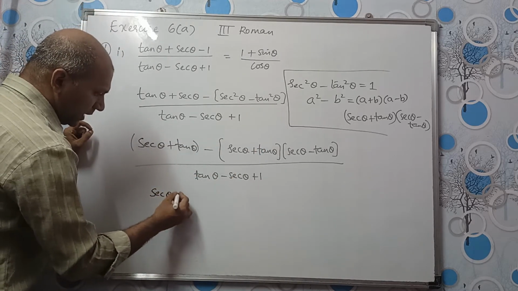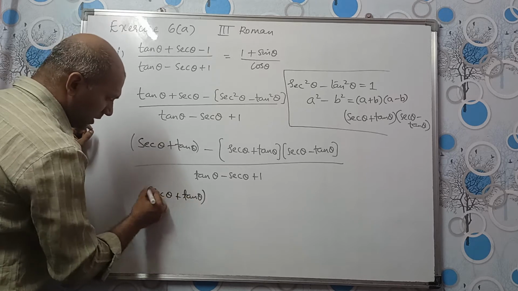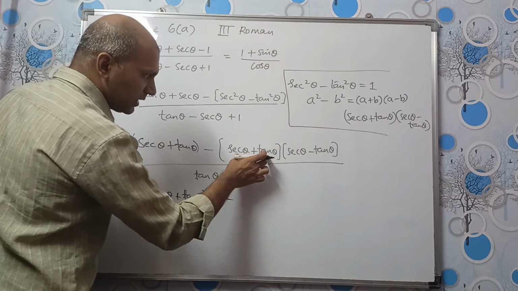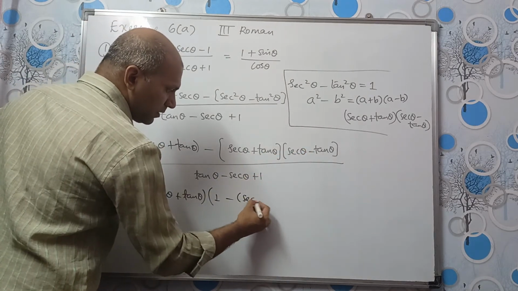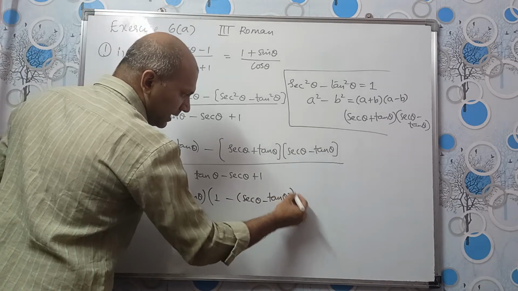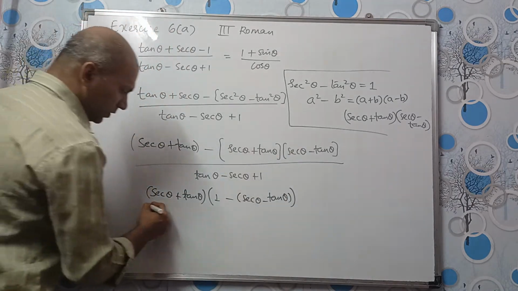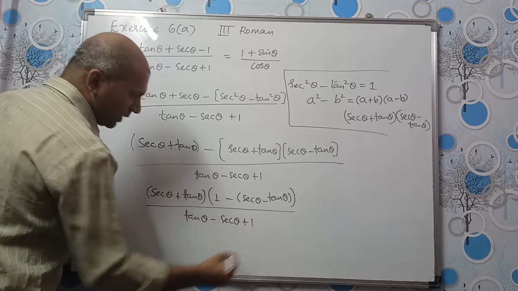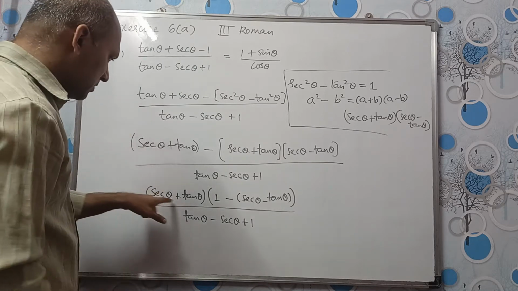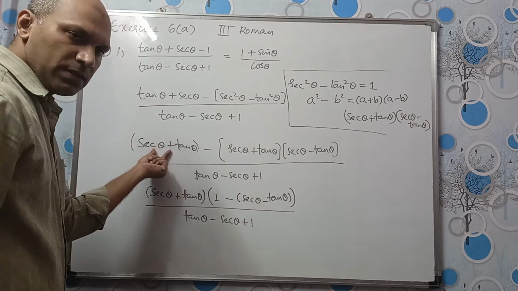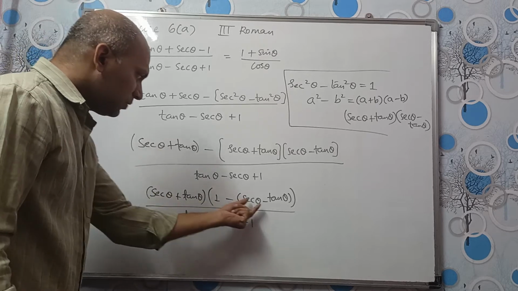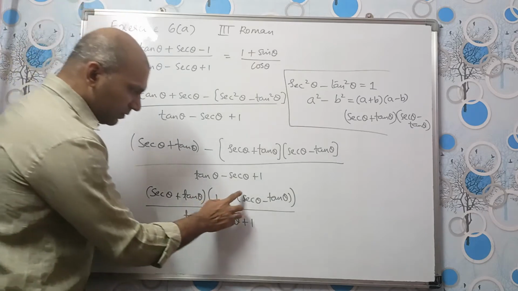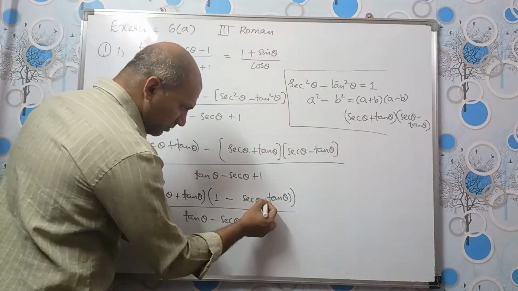Yes. So if you take secant plus tan common, here 1 will be left, 1. Okay, minus, if you take out secant plus tan, we'll have secant minus tan left here. Okay, whole divided by tan minus secant plus 1. Okay, if you are having doubt, just multiply this secant plus tan into 1, and secant plus tan into secant minus tan. Same thing, right? Okay, now if you remove these brackets, this will become minus, this will become plus.